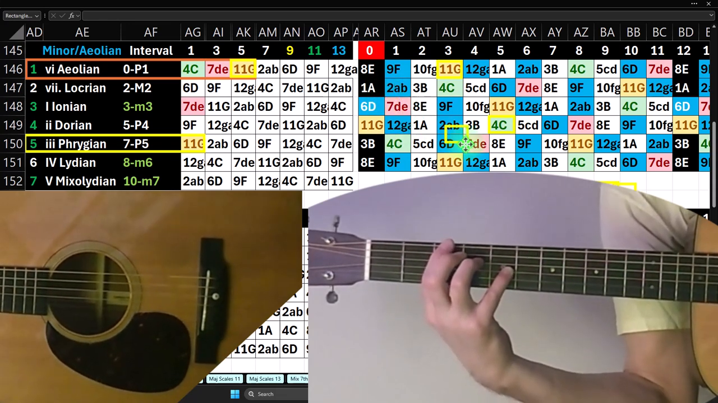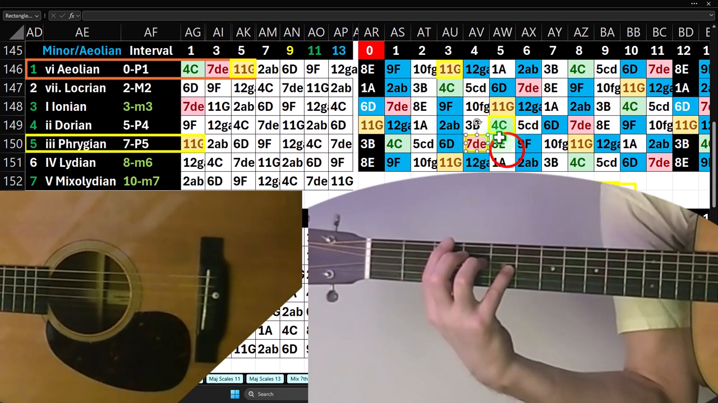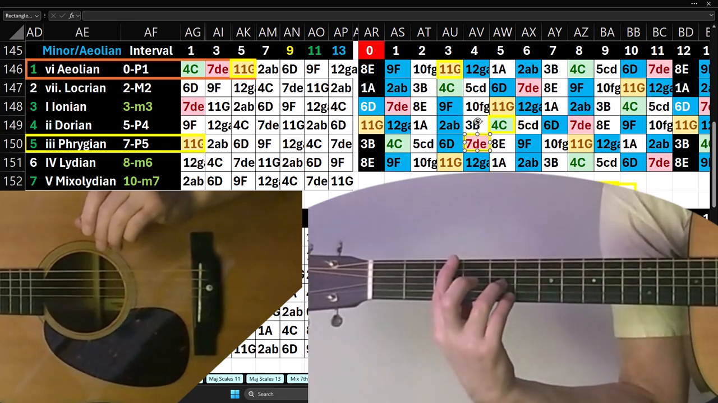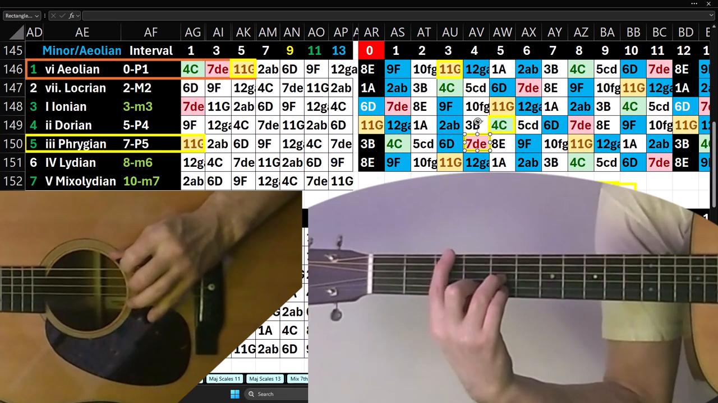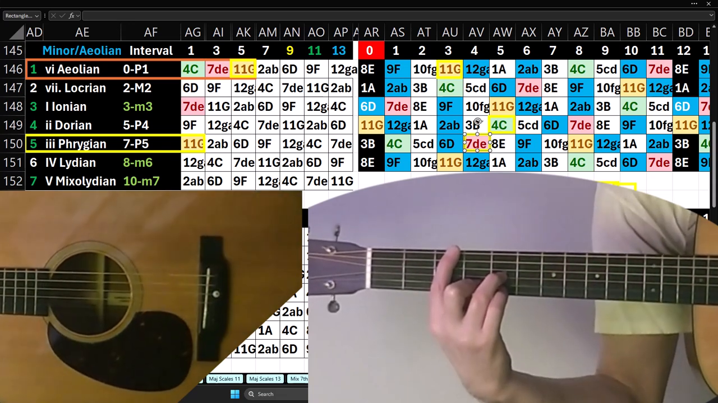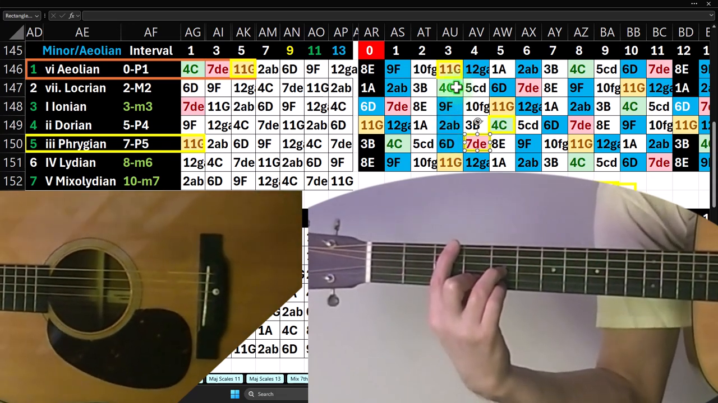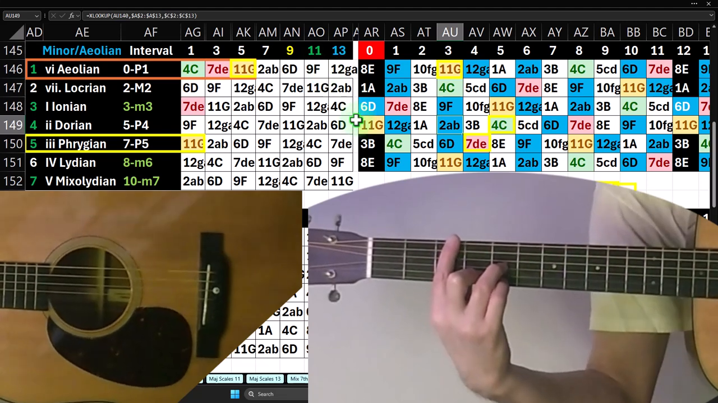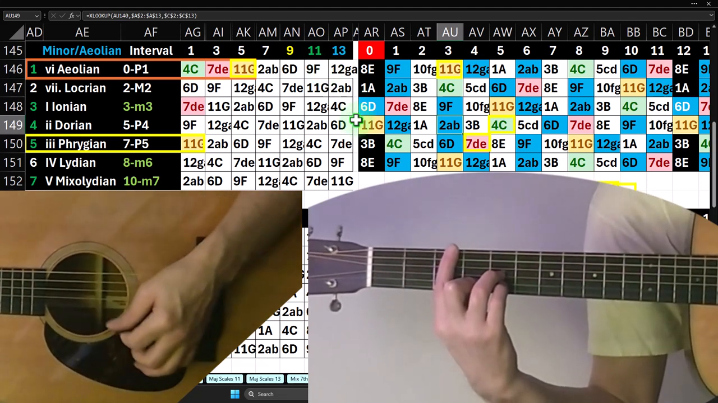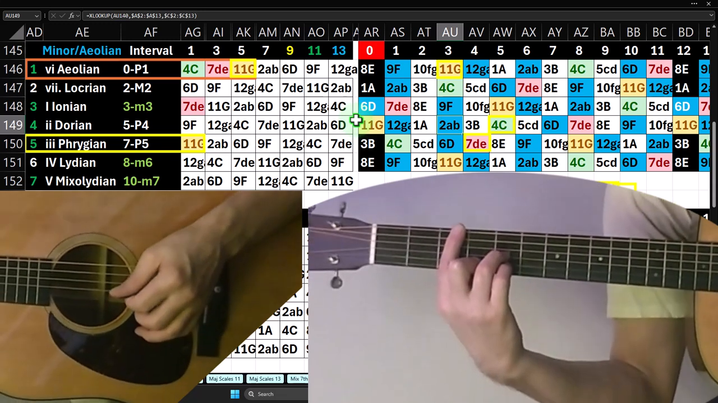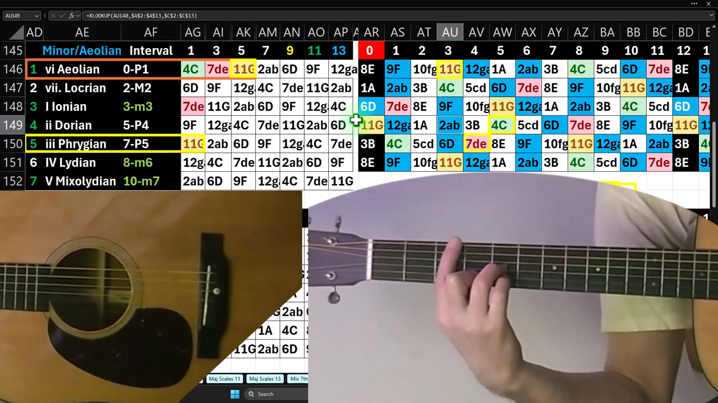I've got a third down here. That's under the fault line. So it looks like it's a major third, but it's a minor third because we have now crossed the tectonic plate. So now we have this. So I'm just muting these strings with my pointer finger. I could play them, which would add another root, and then the F is an 11. So I could just bar this like this. It's interesting.